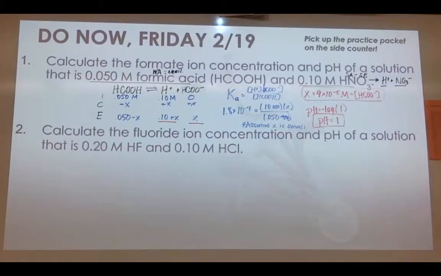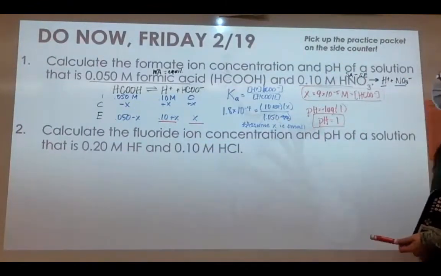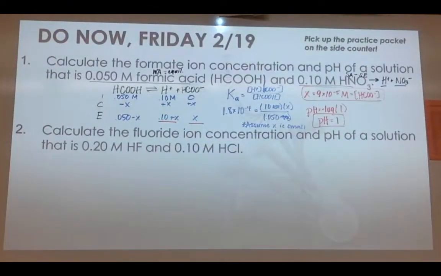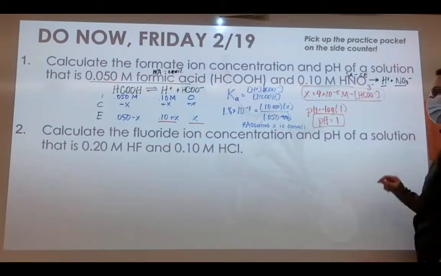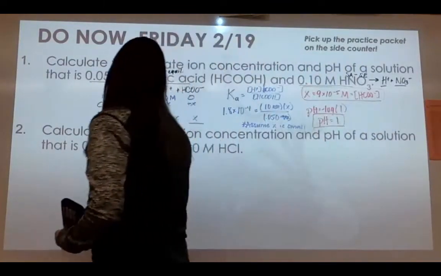So the number 2 is going to be similar. So see if you can go through and work through number 2, kind of like we did in number 1. So in number 2, you're calculating the fluoride ion concentration and pH of a solution that's 0.2 molar HF and 0.1 molar HCl.